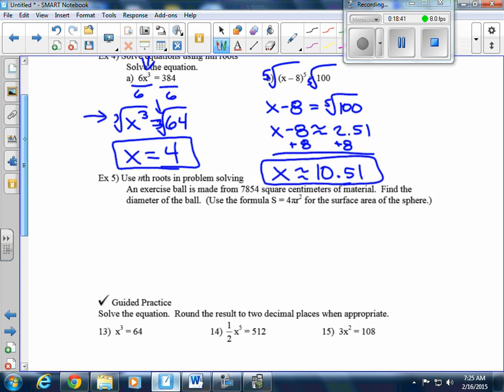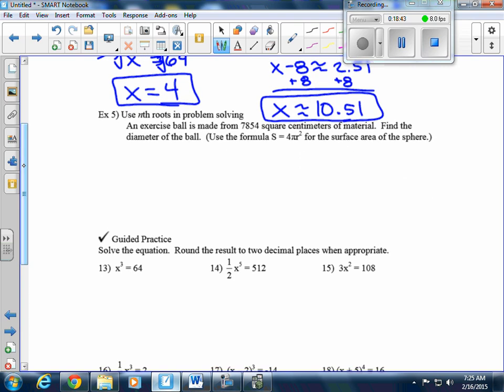All right, jumping down to example 5. It says the nth root in problem solving. An exercise ball is made of 7,854 square centimeters of material. Find the diameter of the ball. Well, they tell us that the surface area of a sphere, which is what our ball is, is 4 pi r squared. Well, they give us what that is. So it's 7,854 equals 4 pi r squared.